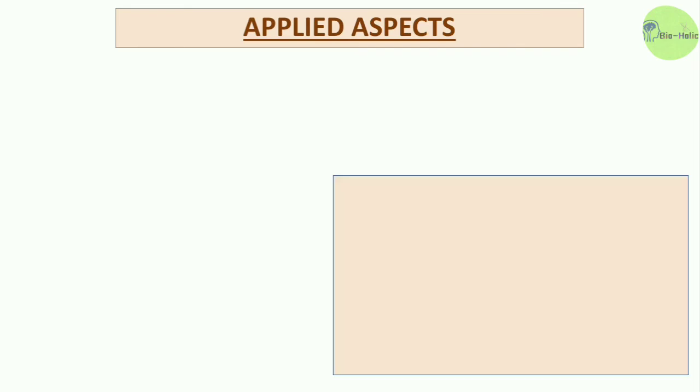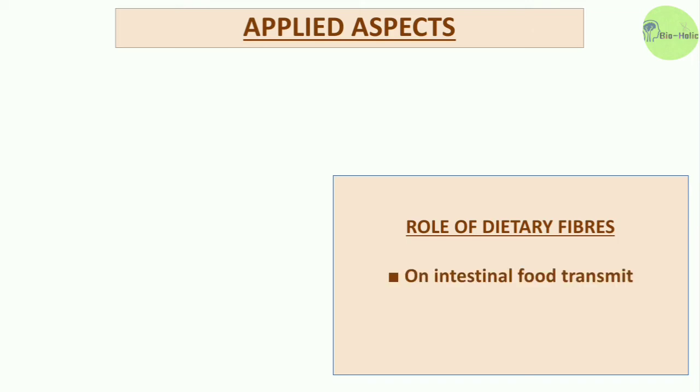Now the last topic, the applied aspects. In this case, we will talk about the role of dietary fibers first. These dietary fibers have many importance in case of large intestine in human. It helps in the intestinal food transit. The dietary fibers are constituted by cellulose, hemicellulose and lignin. And in human beings, there is no appreciable digestion of the dietary fibers at all.